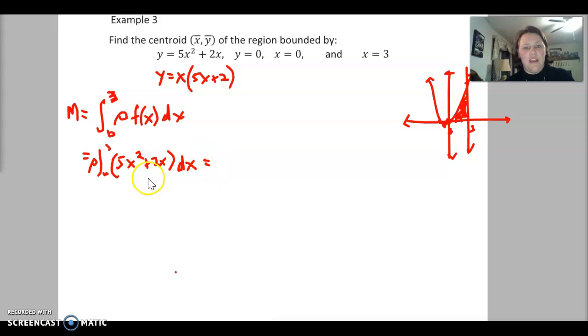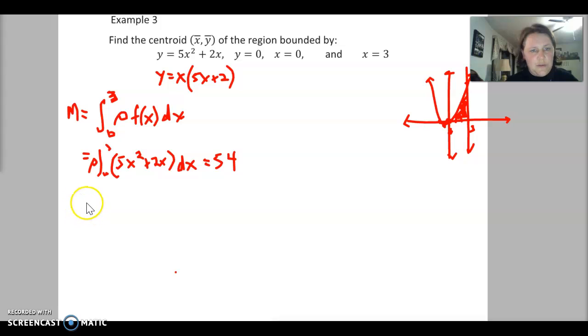Now just go ahead and do that on your calculator. And your answer should come out to be, let me pause here a second, I'm lost in my notes. Okay, I found it. So it is 54.